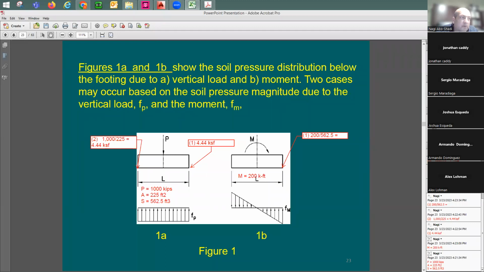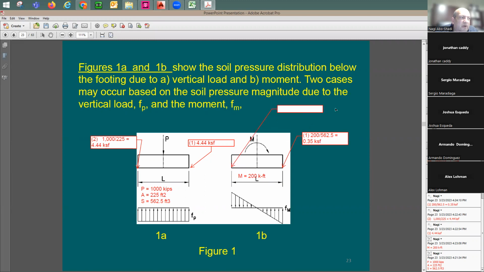0.35, 1.35, 0.35. 0.35 KSF also? Yes. All right, how about the stress at this point from the moment? How much is this going to be?